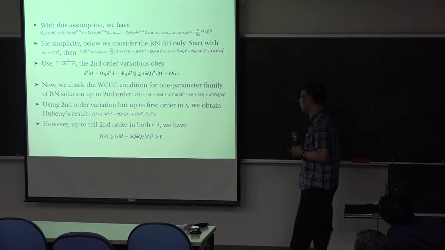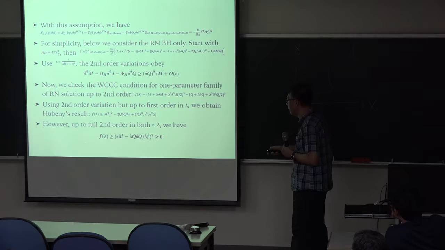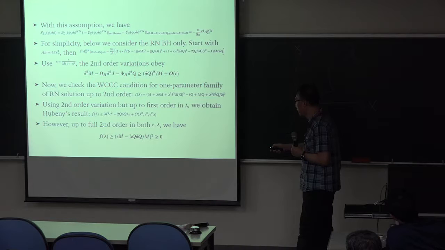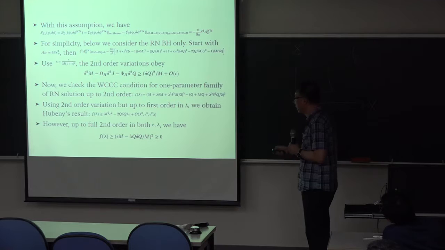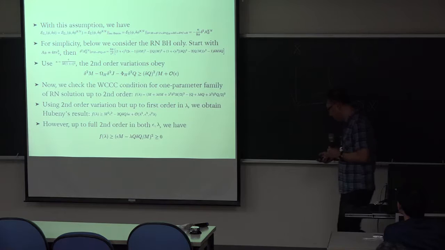However, if we take into account the second order, we find that actually I get a complete square. So with both the second order perturbation and lambda, I get a complete square. Then we see that the cosmic censorship is preserved automatically. So this is a nice thing. Everything up to now is done. So I basically reviewed the main argument of this paper.